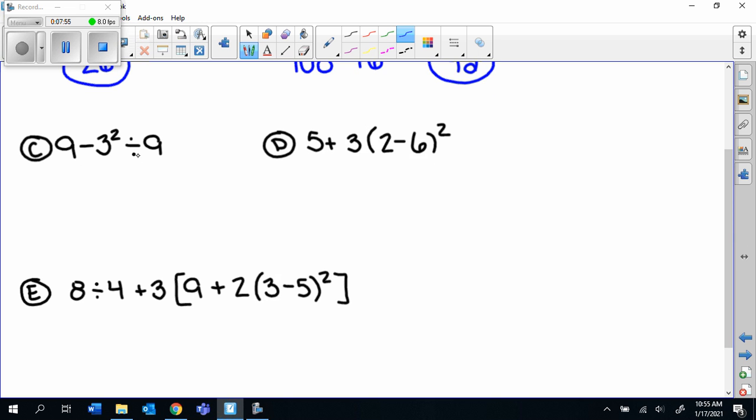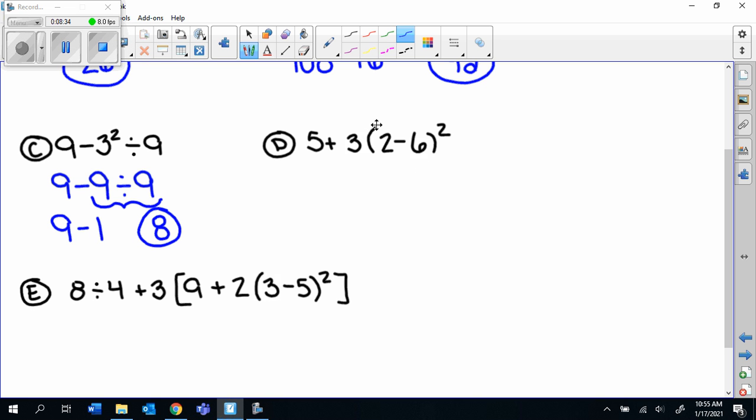Here we have divide in the mix, but we always start off with our exponents. So 9 minus 3 squared is 9, divided by 9. What do we do first? Do we subtract or do we divide? We divide first because the D comes first in our list of order of operations. And so we do this piece next. So 9 divided by 9 is 1, 9 over 9, if you think of it like that. 9 take away 1 leaves 8.